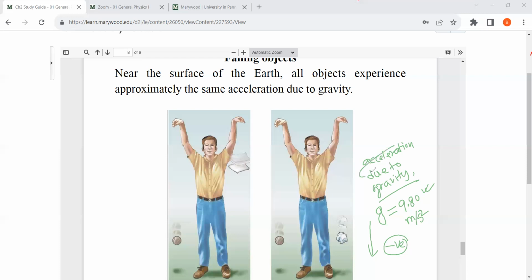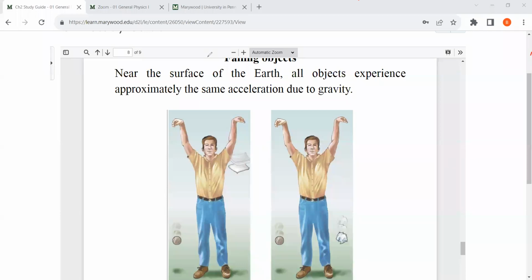So let me write down here. We basically need the second, third, and fourth equation. The second equation was v equal to v0 plus at. The third equation was x equal to x0 plus v0t plus half at square. And the fourth equation is v square equal to v0 square plus 2a(x minus x0).